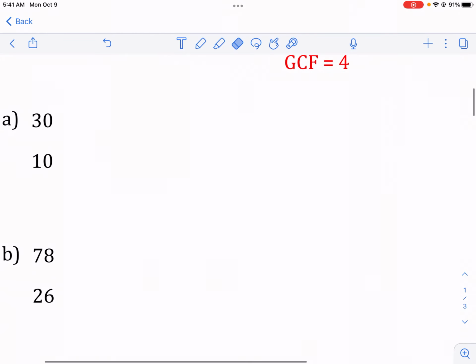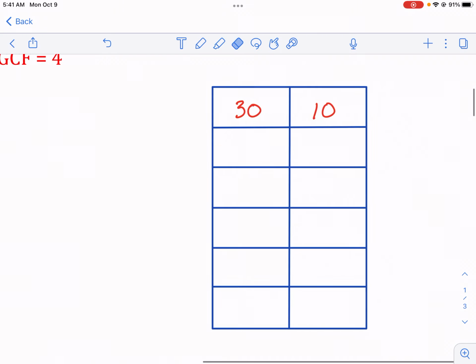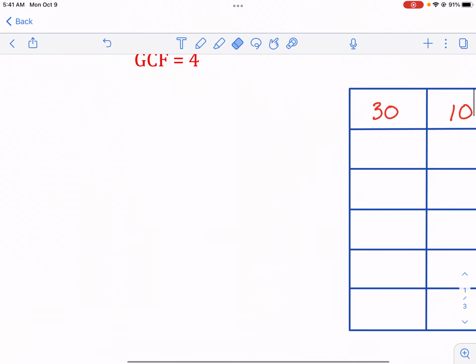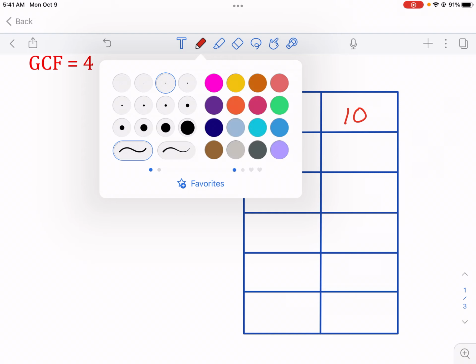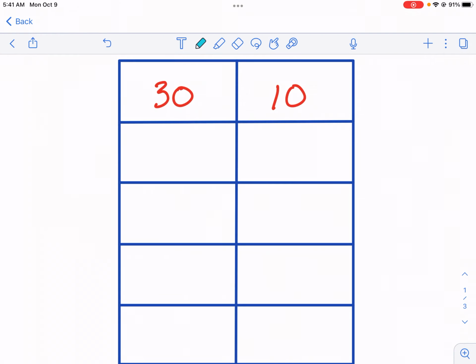So for the first one, we have 30 and 10. From here, I like to do this. This is a table, and in this table I'm going to list all the factor pairs. What is a factor pair? Those are numbers that multiply together to give you that product. Let me give you an example and it'll make a lot more sense. The easiest of these is 1 and 30. You can put a comma in between, or you can put a multiplication sign. So 1 times 30 gives me 30, okay?